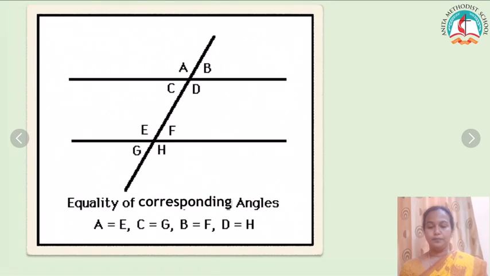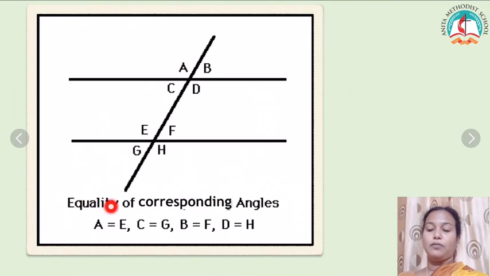Right, children? So what can we say about the corresponding angles? The corresponding angles are equal. They are congruent to each other. So angle A, what is its corresponding angle? E. So A and E are corresponding angles and they are equal.